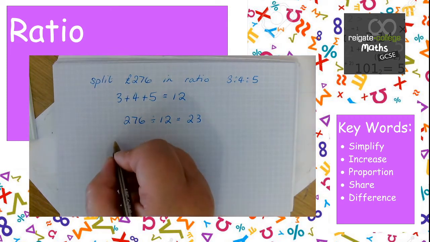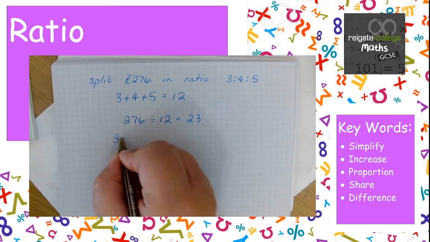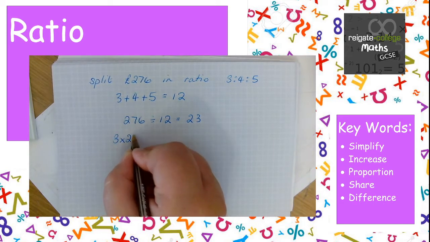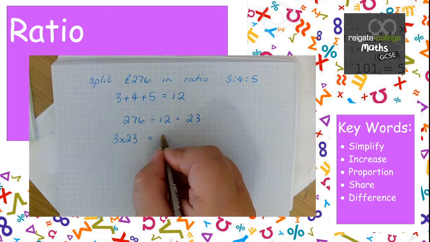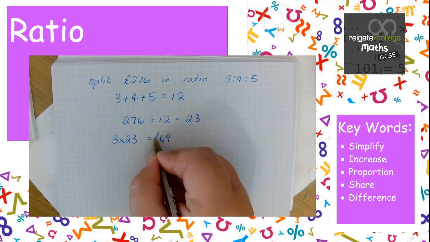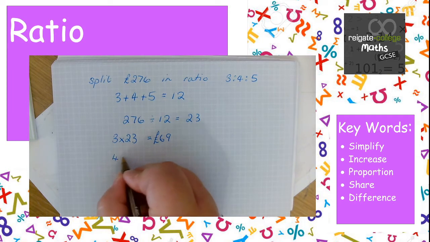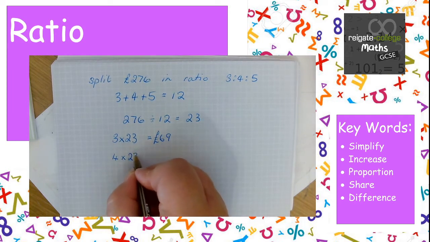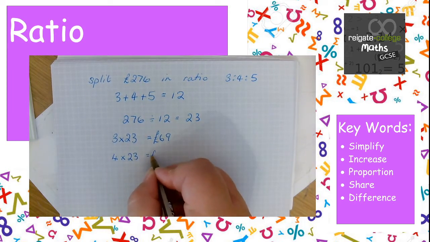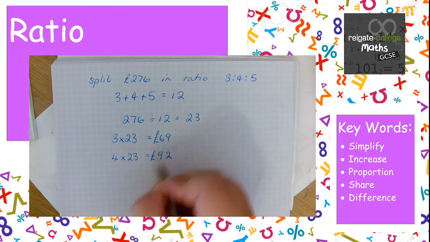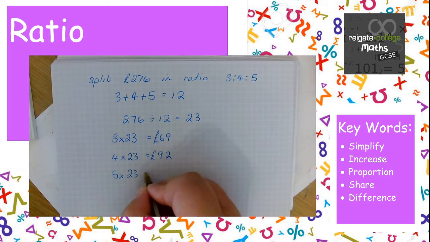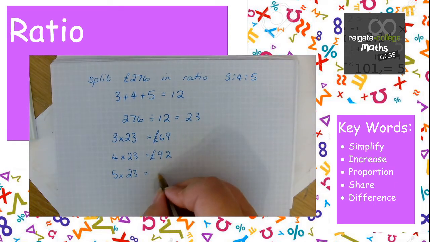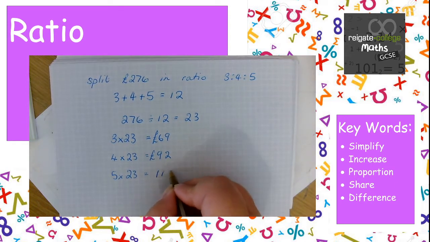The final step is to multiply the value per share by the number of shares each individual person receives. So 3 times £23 is £69. 4 times £23 is £92. And 5 times £23 is £115.